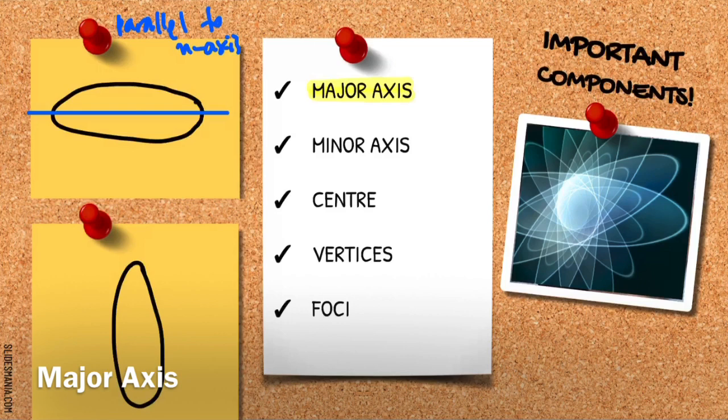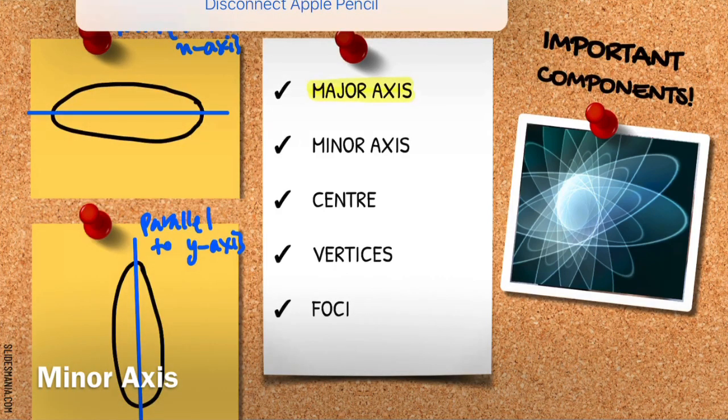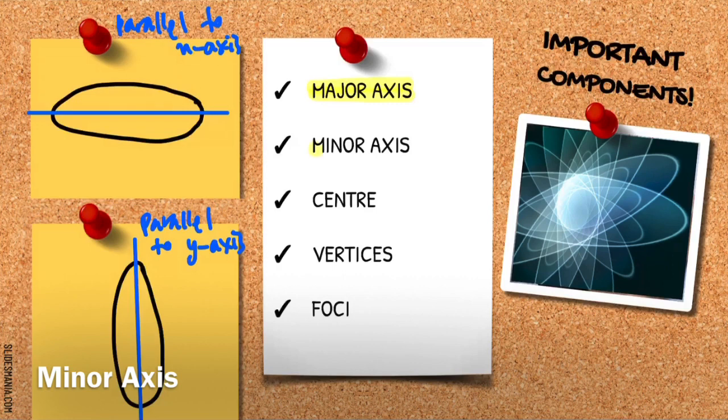How about the other ellipse here? Your major axis is here where it cuts through vertically, and we say our major axis is parallel to our y-axis. So that's all for the major axis. Let's see now our minor axis. What's the meaning of minor axis? Minor axis is the opposite of your major axis. It must go to the opposite side.